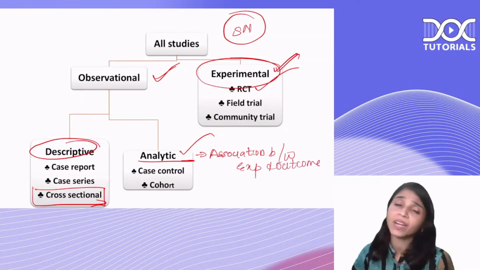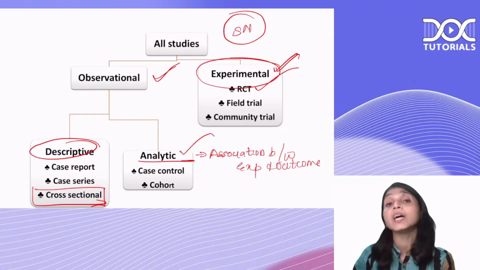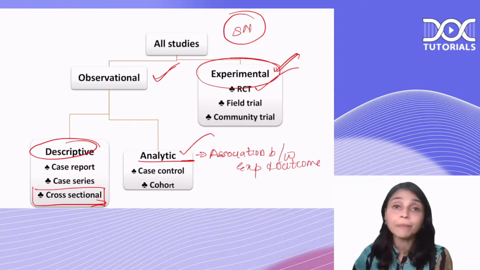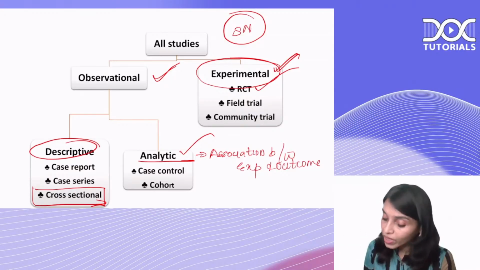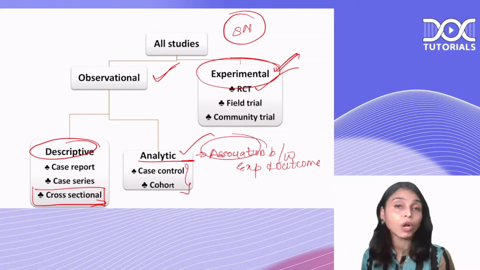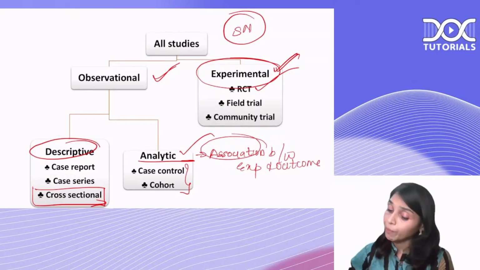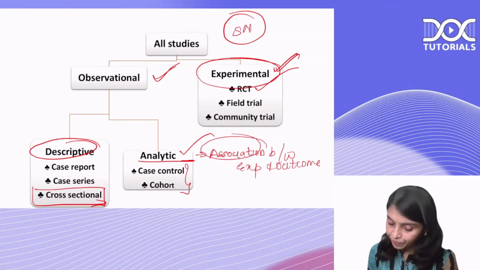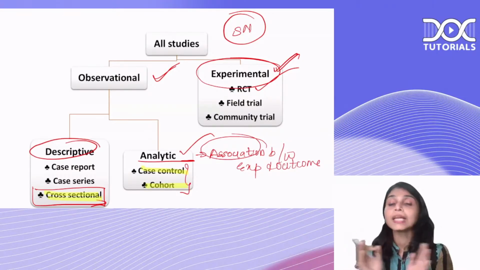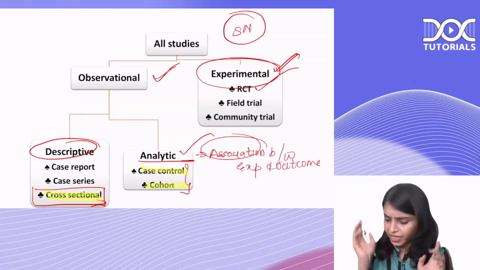Like I said, smoking and lung cancer. What is the relation between smoking and lung cancer? What is the relationship between X-ray exposure and papillary CA thyroid? So you are trying to find out the association between one particular exposure and outcome, under which you have case control and cohort. Now, let me tell you guys, the ones important for your exam are mainly the cross-sectional study, case control study, and cohort study. So this is how the study designs are classified. I hope it is clear.